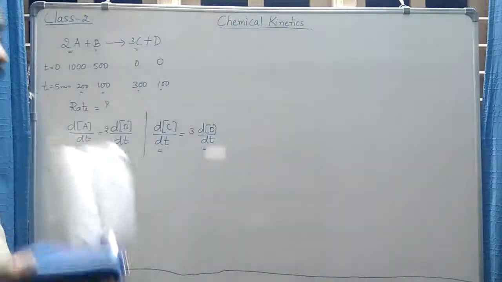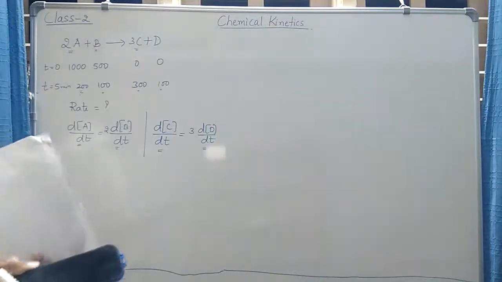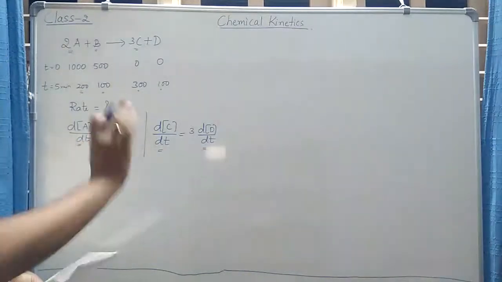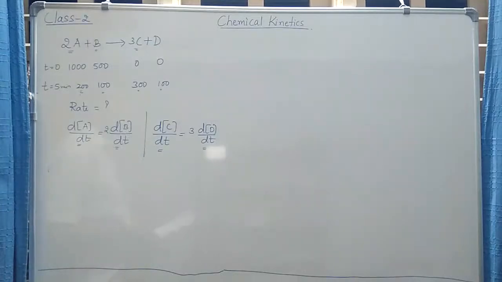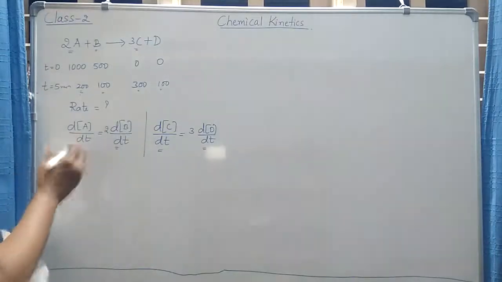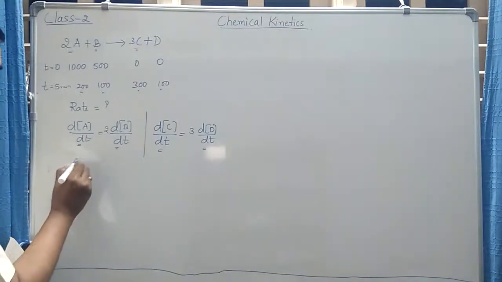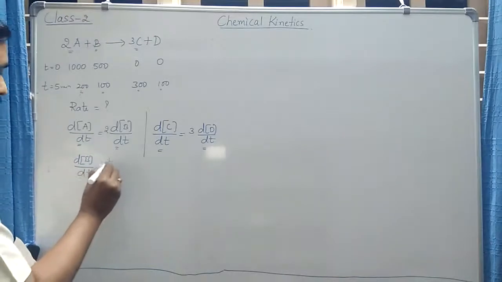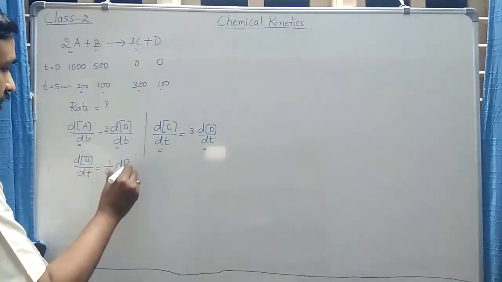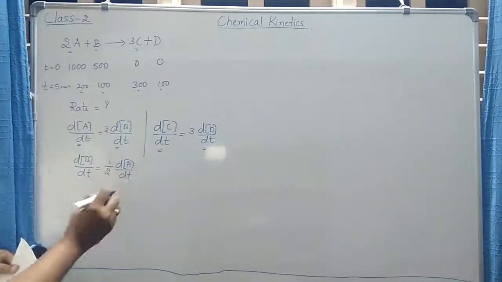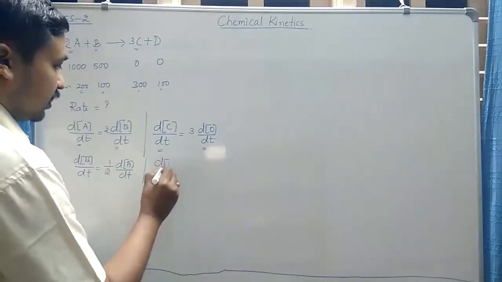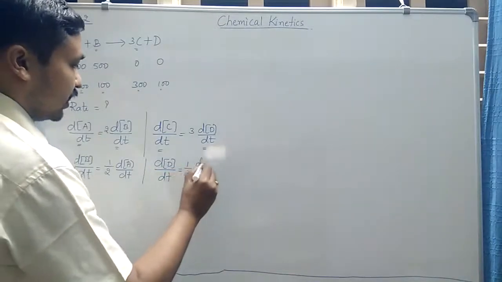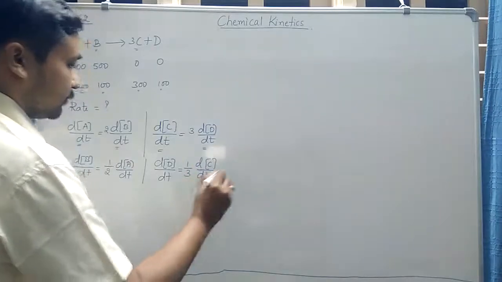In such cases, using which species do we have to define the rate of the reaction? Remember, in such cases, because we know the relation between them, we can define the rate of the reaction in a very simple manner. For that, I will rewrite this equation. What is dB by dt from this equation? It is half of dA by dt. Similarly, you can write dD by dt is 1/3 of dC by dt.